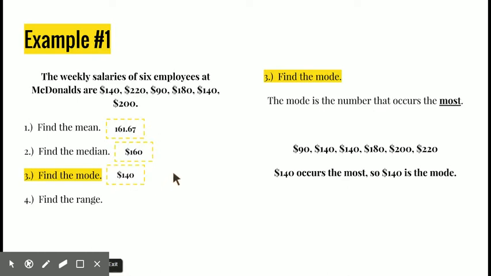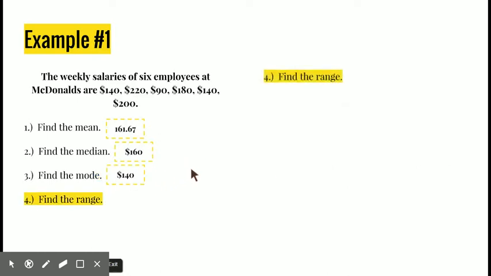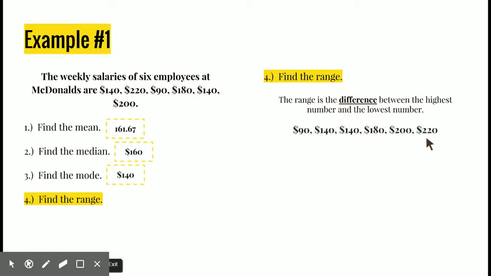And finally, we have the range. And as I mentioned earlier, the range is the difference between the highest number and the lowest number. And the difference tells us that we have to subtract. So we find the highest number, which is 220, and we subtract the lowest number, which is 90. Okay, so when we subtract those numbers, we get 130. So that means the range, or the distance, you can think about it as the distance between the lowest pay and the highest pay, is $130.